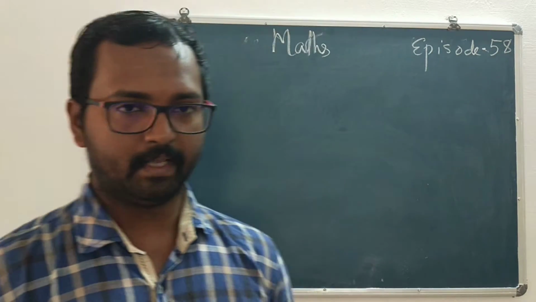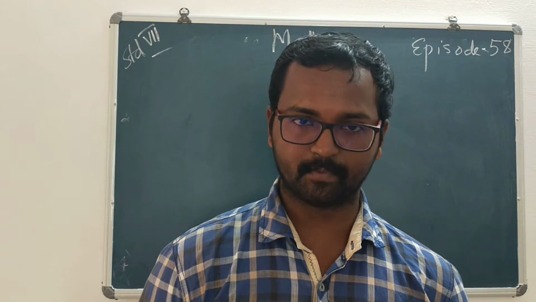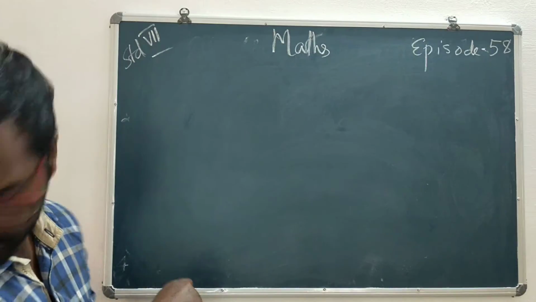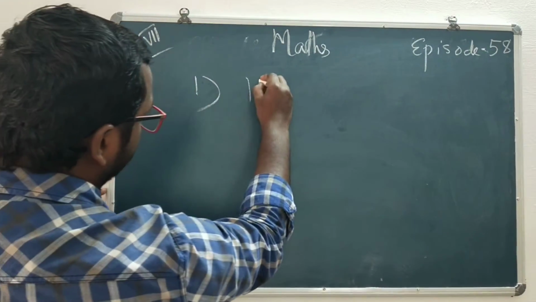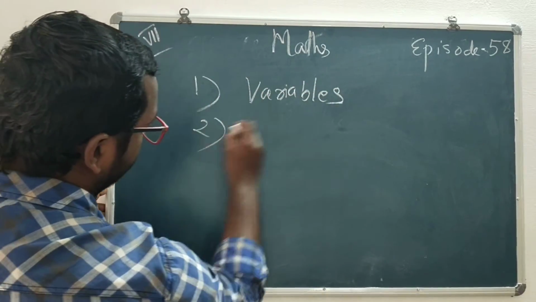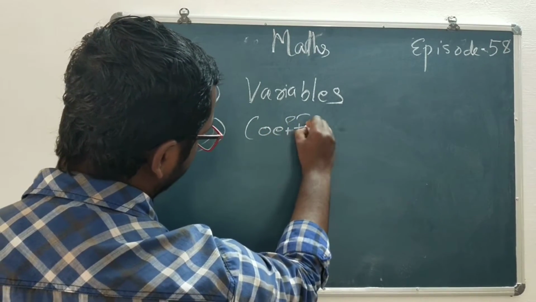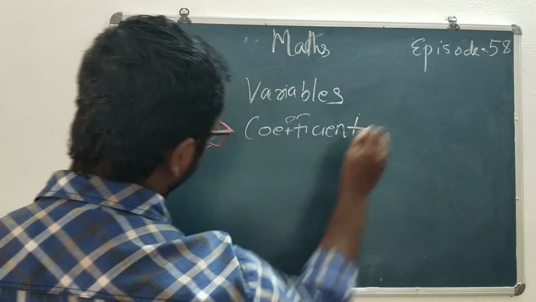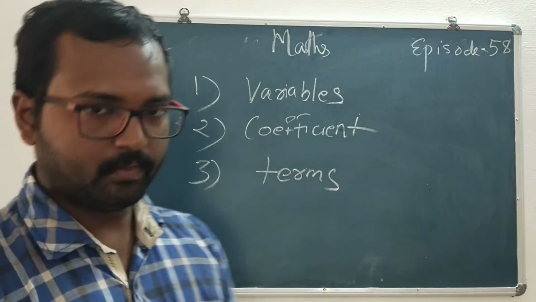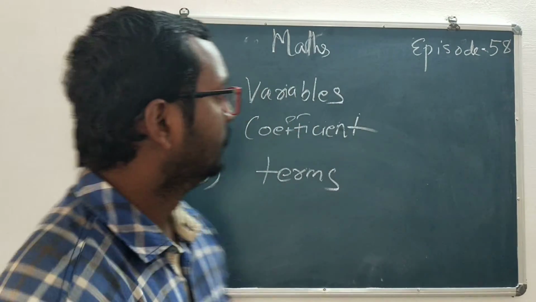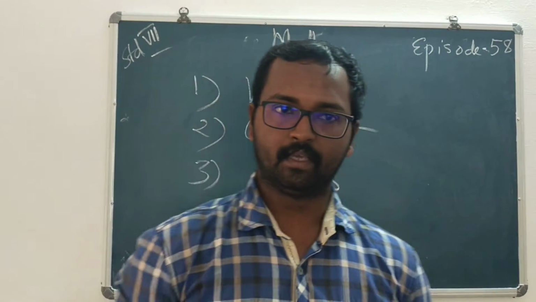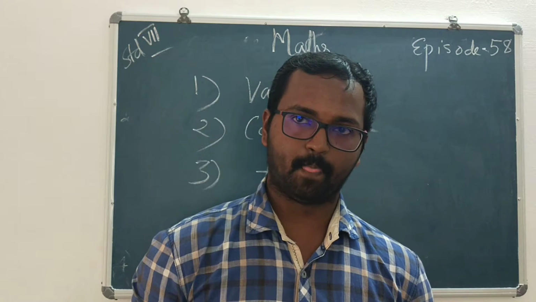And today I'm going to start with a new chapter, algebraic expressions. Okay, to understand the first exercise, we have to understand what is variables, what is coefficient and what is terms. So let's start with what is variables.